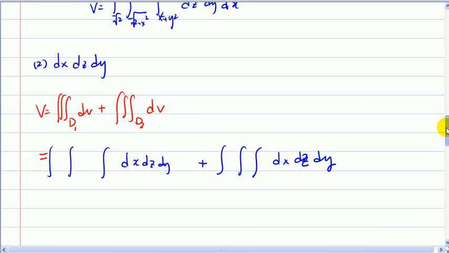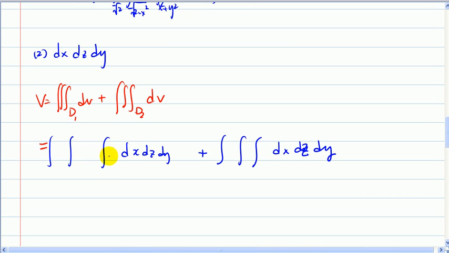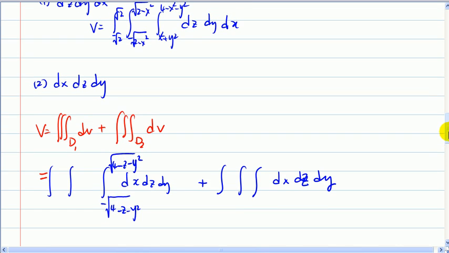Okay, so x goes from negative square root of z minus y squared to positive square root of z minus y squared. So that's your x limits, x min and x max. Okay, so for y min and y max, right?